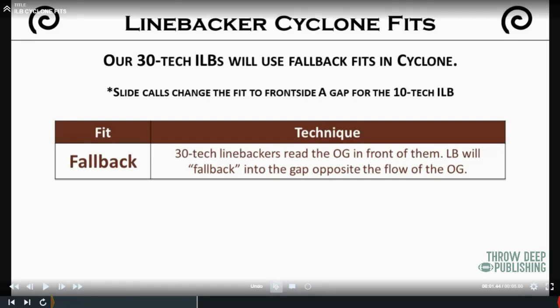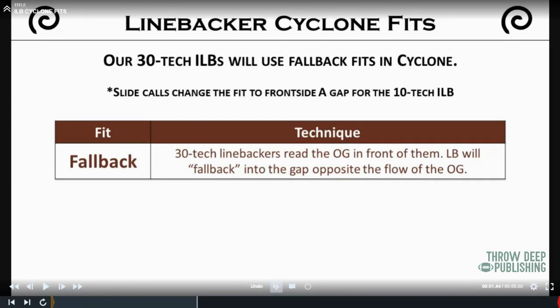I am now running behind that guard and putting myself into the B gap. All right, so it's very similar to what our DNs are doing with those fallback fits and that rail technique, our backside A gap player for the nose. Our backers are also falling back.